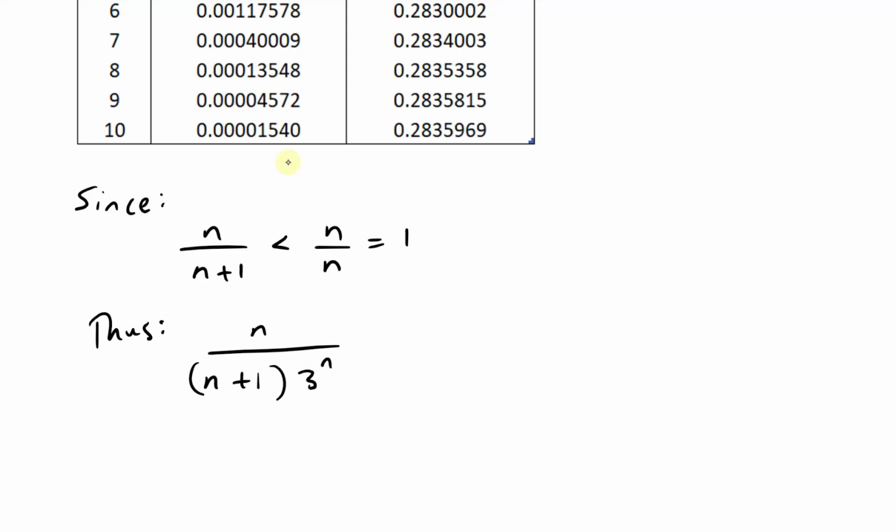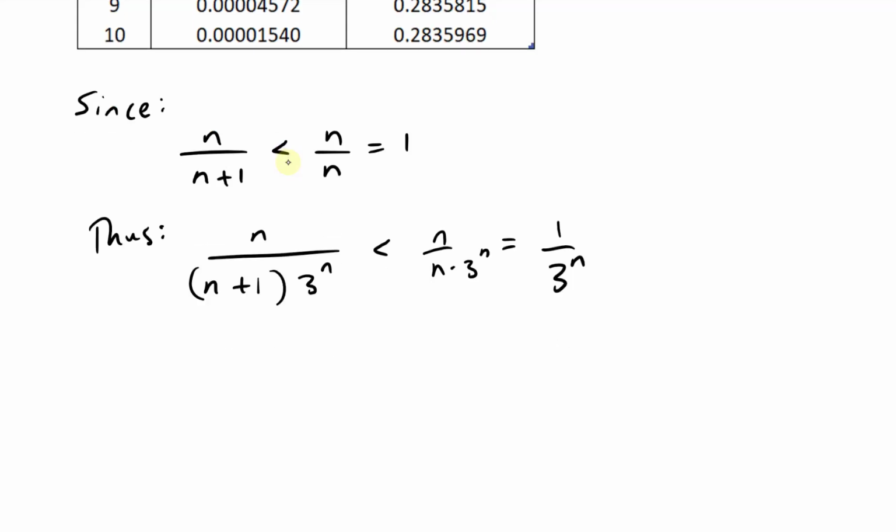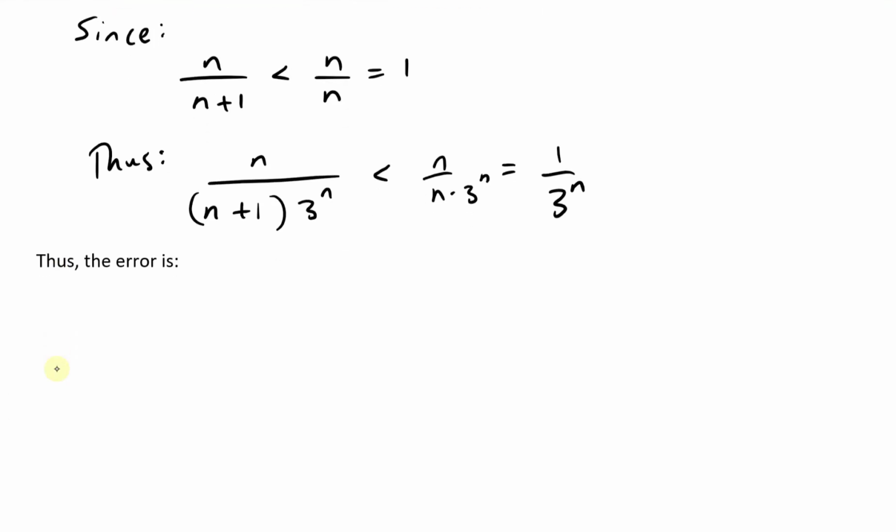So there's going to be a fraction times that. In other words, this is going to be less than n over n times 3n, which just equals 1 over 3n. So this is going to be less than 1 over 3n. And this is another geometric series, because when you add these up, all that changes is the power, so it's 1 over 3 plus 1 over 3 squared plus 1 over 3 cubed, etc. And with r equal to 1 over 3, which is less than 1, it's a convergent geometric series.